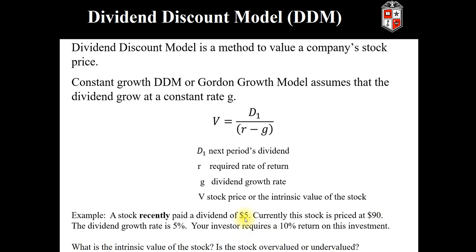So what we first have to do is, we're given D subscript 0. We're given the current dividend payment of $5. Because our model says that we need to look at next period's dividend, we have to project out the growth rate of 5%. From there, we can take the 10% and subtract the growth rate as our denominator. It looks something like this. So the $5 dividend payment times 1.05 to give us D1, or the next period's dividend, divided by the required rate of return, the rate that the investor requires, minus the growth rate of the dividend.